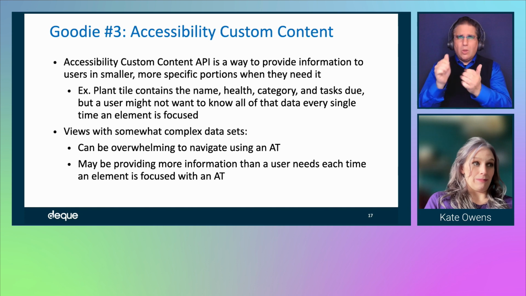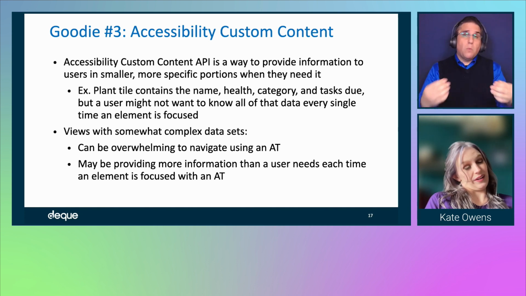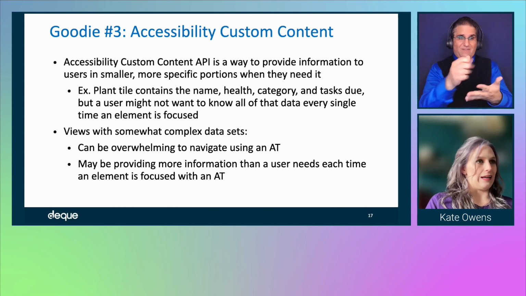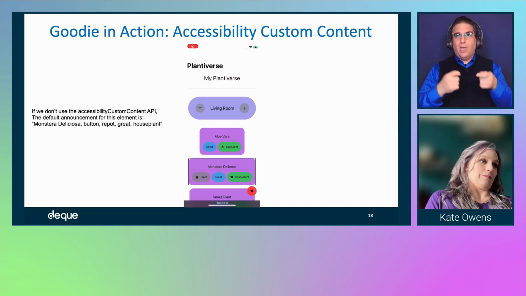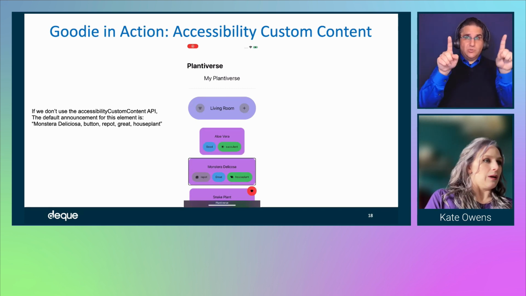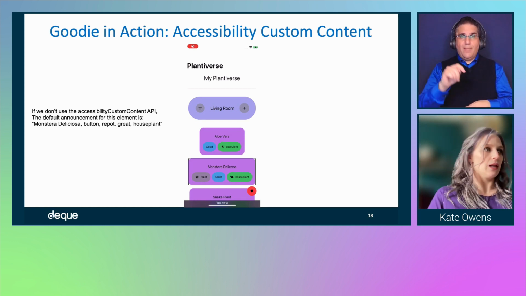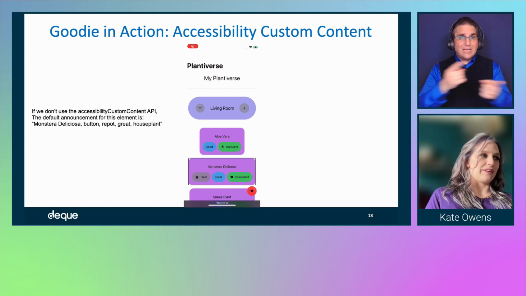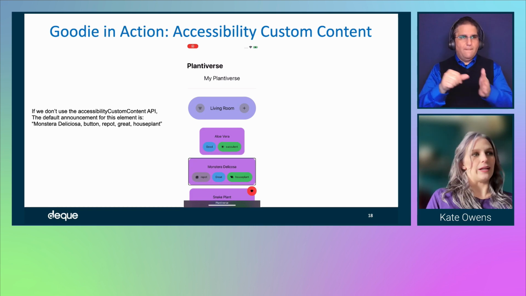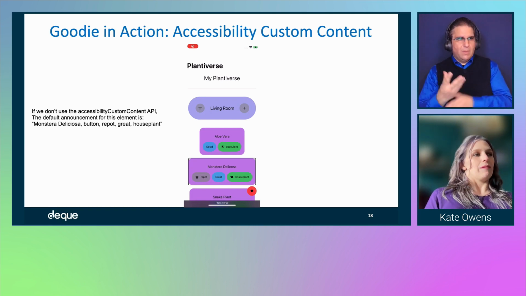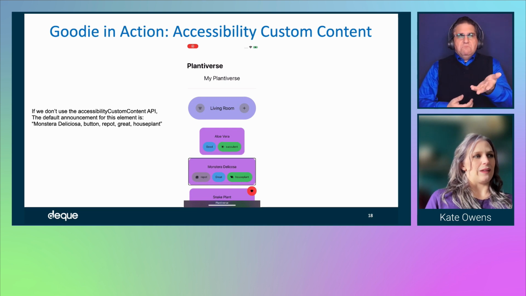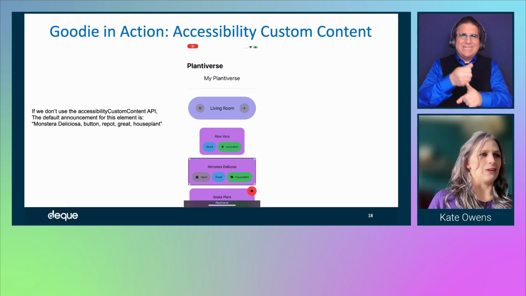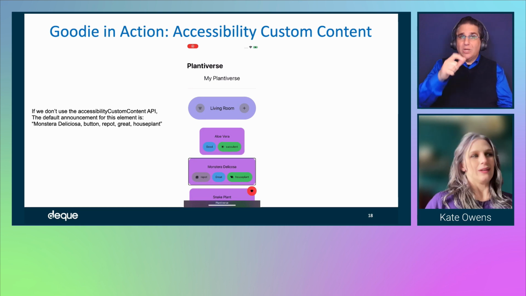And you're maybe providing a lot more information than a user needs and wants each time an element is focused. So this API is very good at handling that. So back to our main plant screen. For this plant tile, our Monstera plant tile, if we don't use custom content, then the default announcement would be something like "Monstera deliciosa, button, repot, great, houseplant." But it's probably safe to think that you maybe don't need to know about the condition of the plant every single time. You might not need to know what type of plant, what category it is every time.